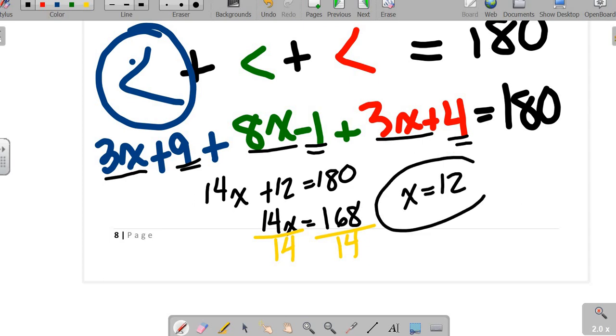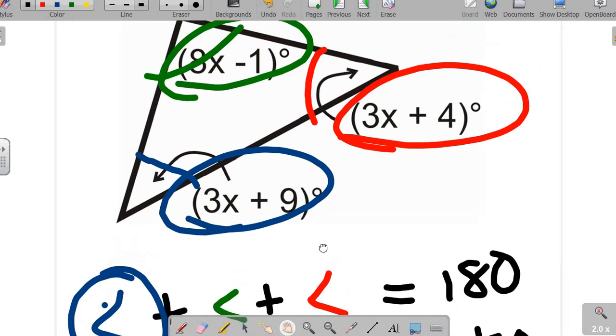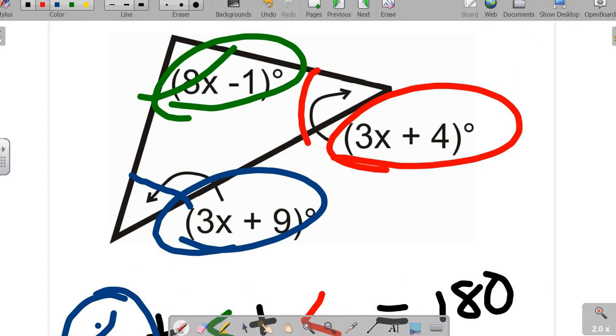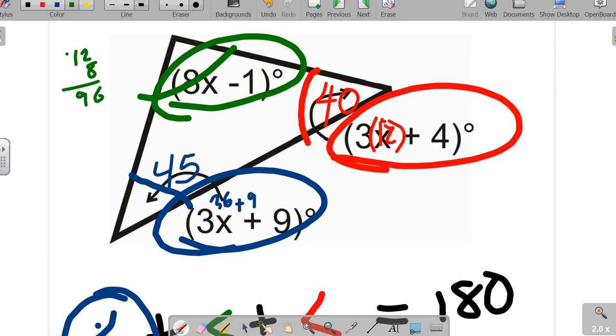Now, you're not done because this is not algebra class. Life does not end with x. So we come up here and we solve for all three angles. 3 times 12 is 36. Plus 4, that would make this 40. 3 times 12 is 36 again. Plus 9 would make this 45. 8 times 12 would make this 96. Minus 1 would make that 95.